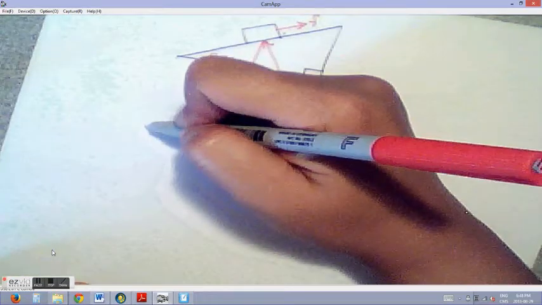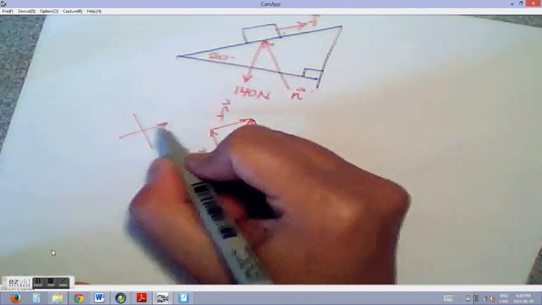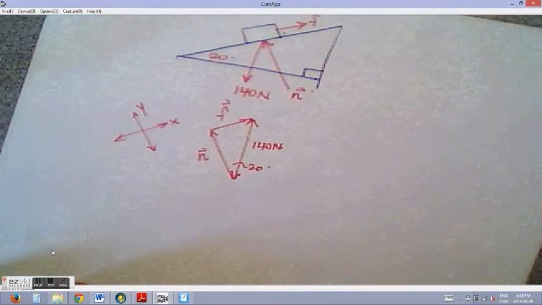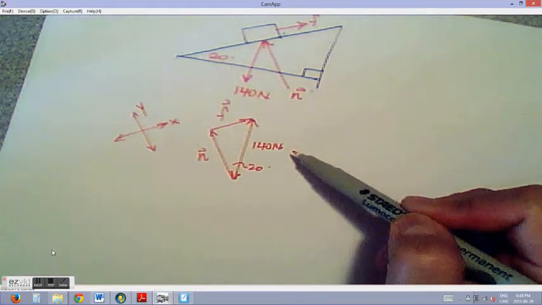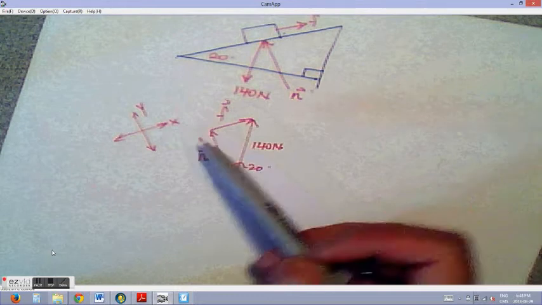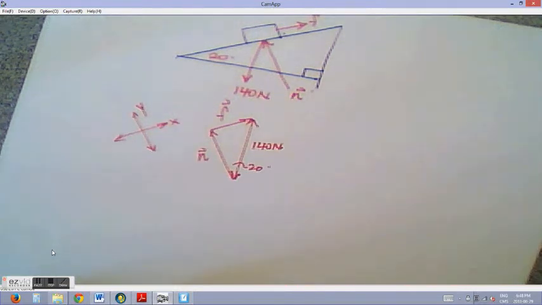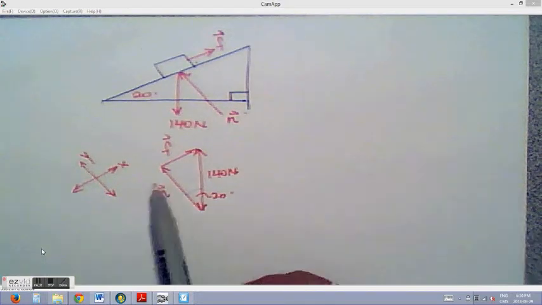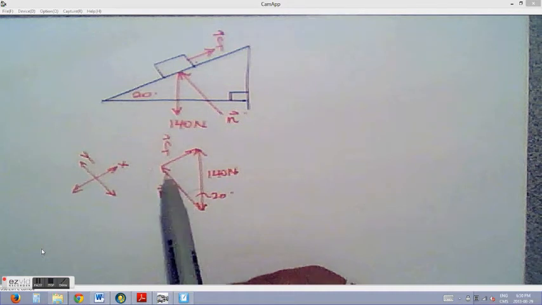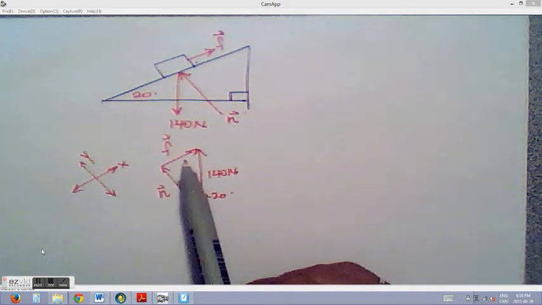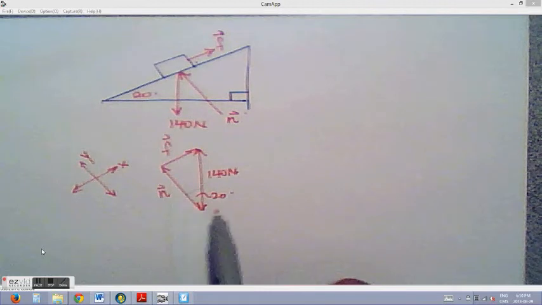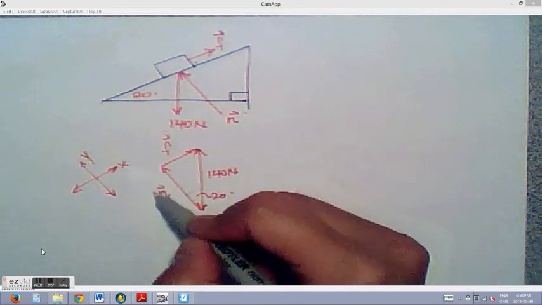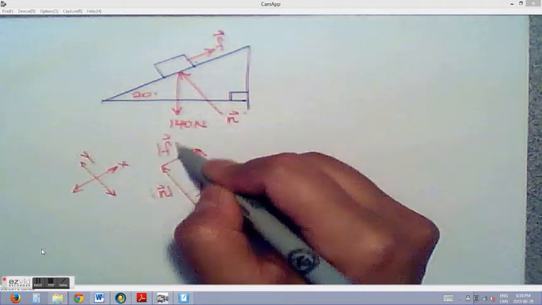I'm just going to do this so that you can see X, and this is Y. So we're going to take 140 and break it up into its horizontal and vertical components. And the reason we want to do that is because both N and F are adding together. The vectors you see tip to tail are adding together to give you 140 newtons. So if we break them up, then we can see what the magnitude of N is and what the magnitude of F is.